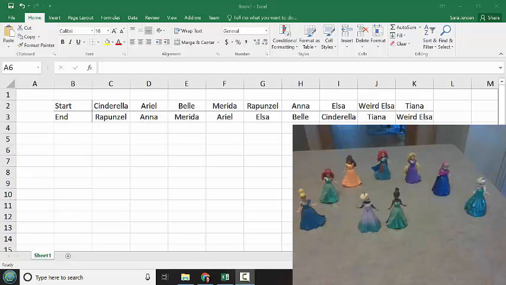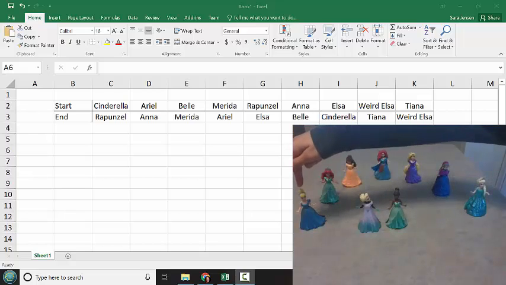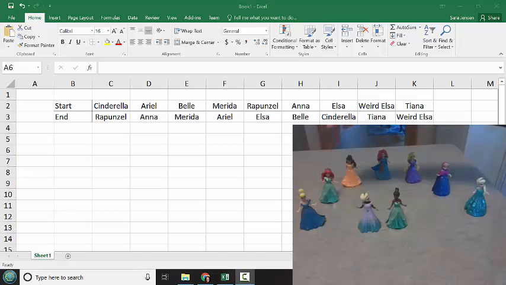Welcome, welcome to the weirdest lesson that we will have in abstract algebra probably all semester. So I'd like to take a minute to introduce you to my assistants today. We've got Cinderella, Ariel, Belle, Merida, Rapunzel, Anna, and Elsa. That's in this big arch going around the outside.